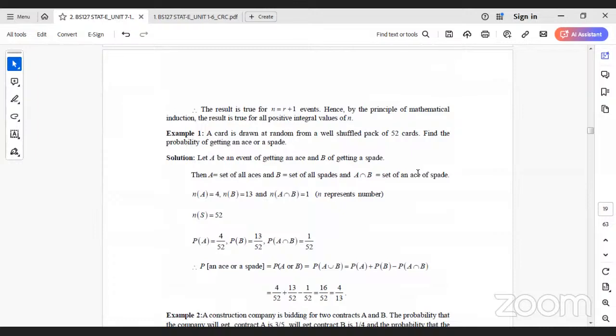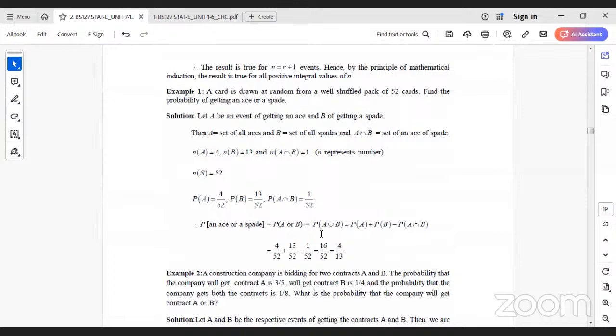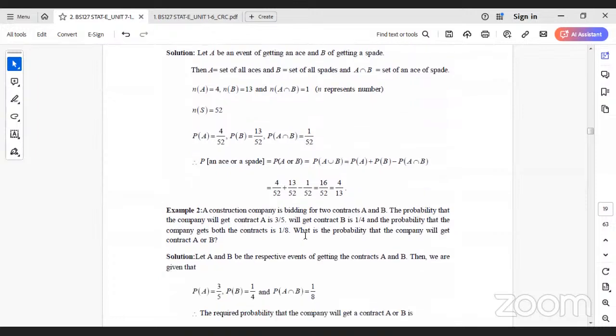Exactly. A intersection B represents the ace of spades. So n(S) is equal to 52. P of A is equal to 4 by 52. P of B is equal to 13 by 52. P of A intersection B is equal to 1 by 52. So P of A or B, P of A union B, is equal to P of A plus P of B minus P of A intersection B, which is 4 by 52 plus 13 by 52 minus 1 by 52. Total it and check whether the value is correct. It comes to 4 by 13.